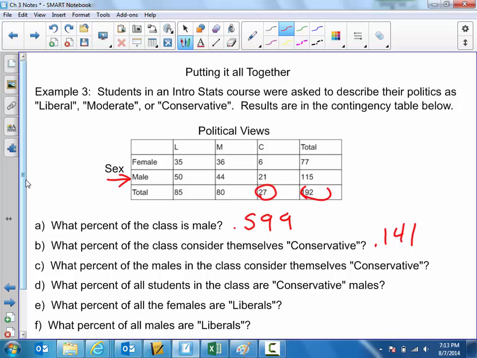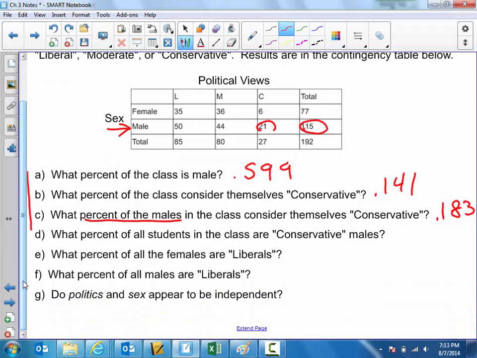What percent of the males in the class consider themselves conservative? Okay, so we're restricting our view to just the males here, and we want to look at the conservative males here. So 21, and instead of dividing through by 192, because they say what percent of the males, we're going to divide instead by the 115. We care just about what the men are up to. Divide the 21 by 115, and you get 18.3% or 0.183.